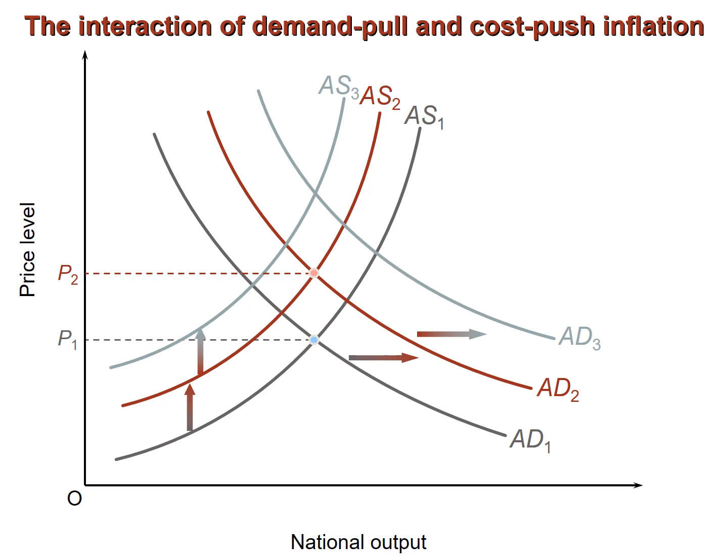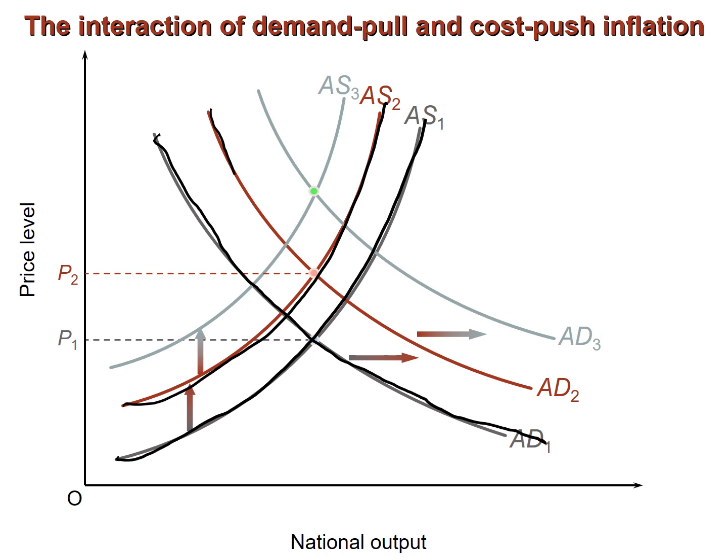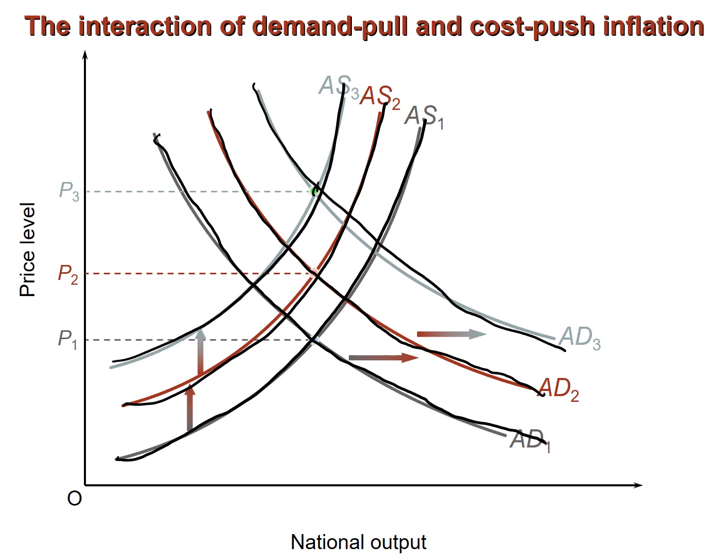Finally, this is the interaction of both demand pull inflation and cost push inflation. So we have supply and demand both rising. Cost is pushing prices up, demand is also pulling prices up, and this will keep happening and keep happening, and you can see price keeps going up.